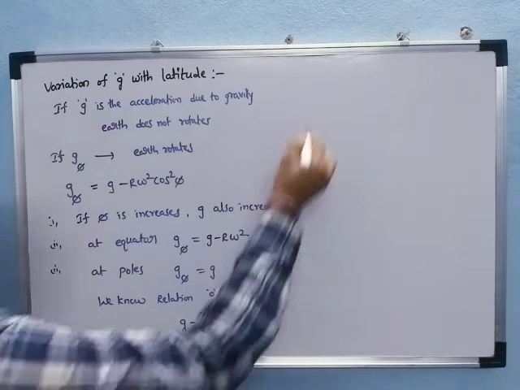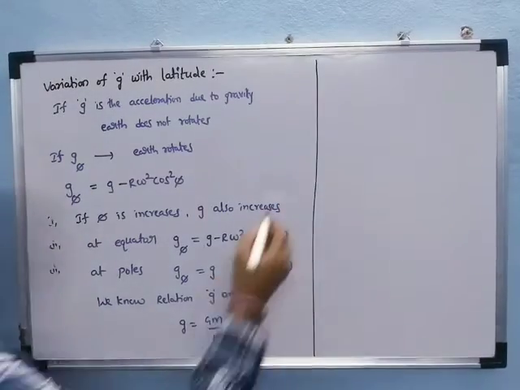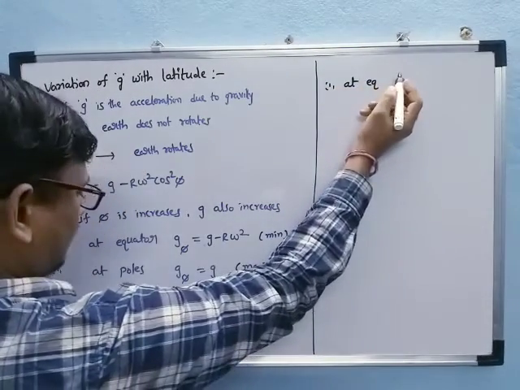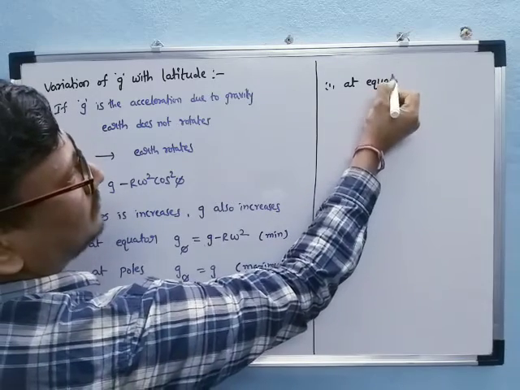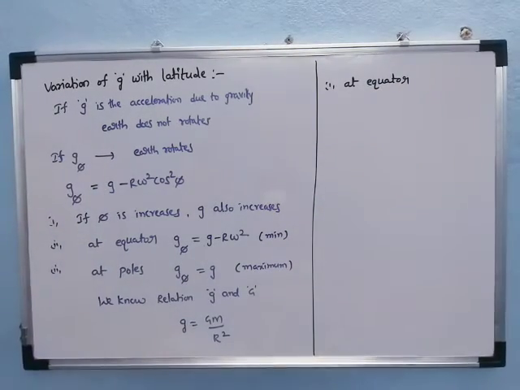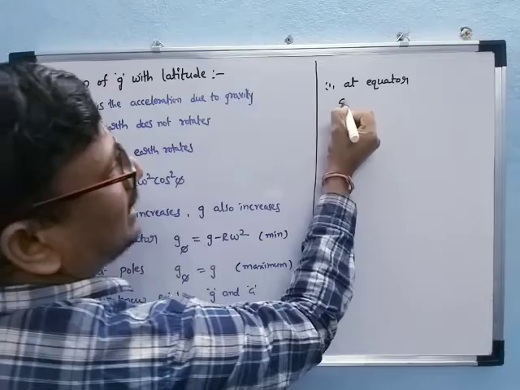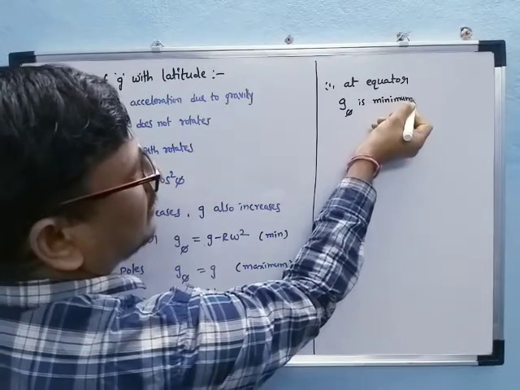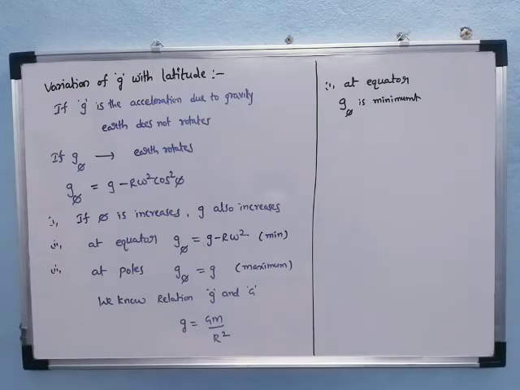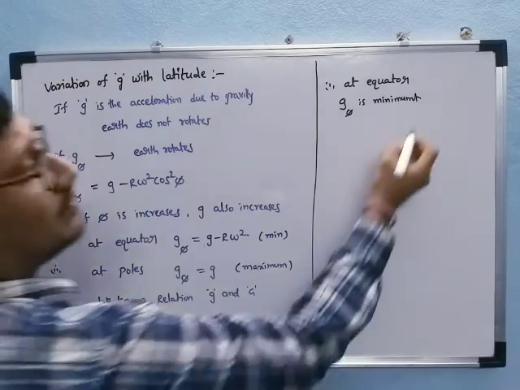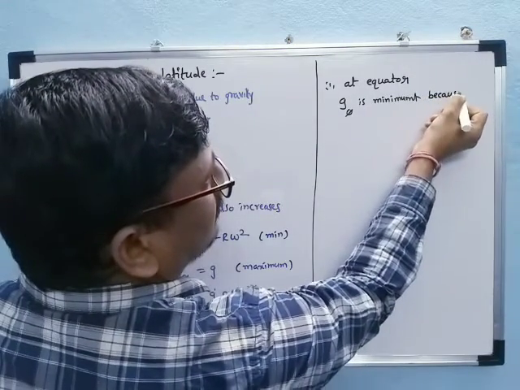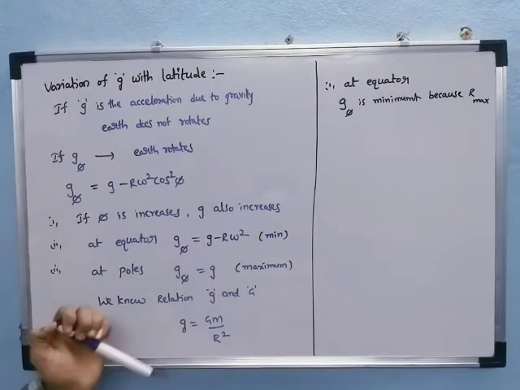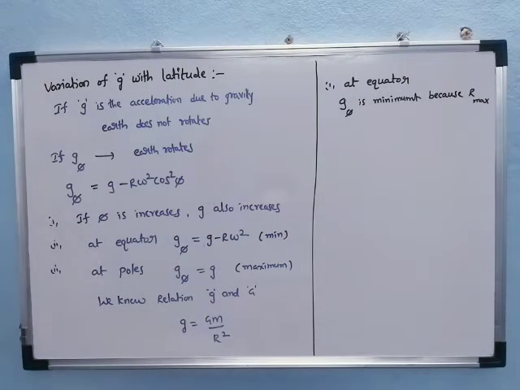Now we can apply this to the equator and the poles. The first condition, at the equator: the g value, g phi, is minimum. What is increasing? The radius. R is the maximum, so the radius is maximum and g is minimum.